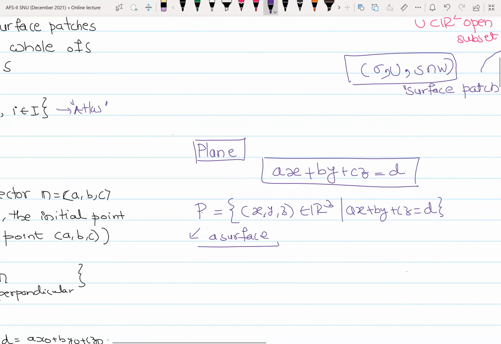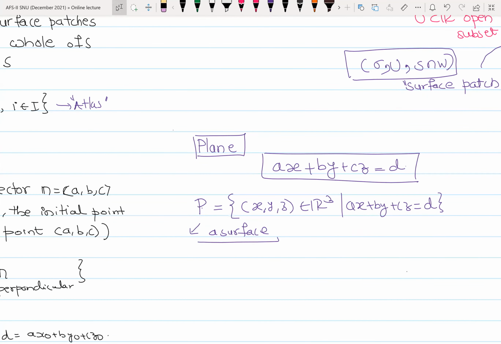Right. So if I want to say that this is a surface, what I have to do is select a point from my plane, and then give some homeomorphism. Or another way of doing it is to give one surface patch which will cover those points. Since a plane is flat, do you think that we can cover it with one single surface patch? What does your intuition say?